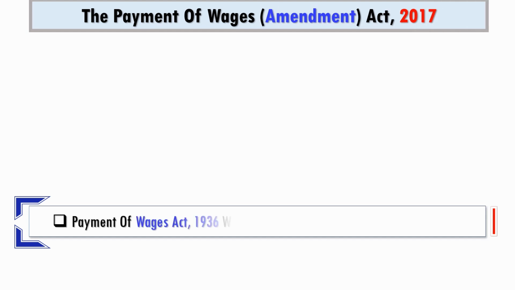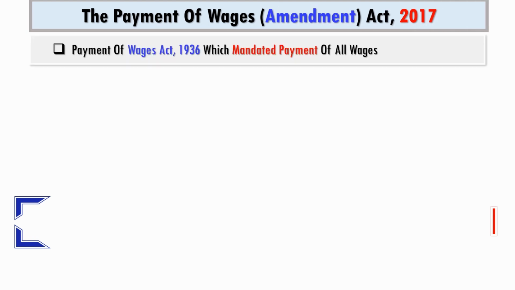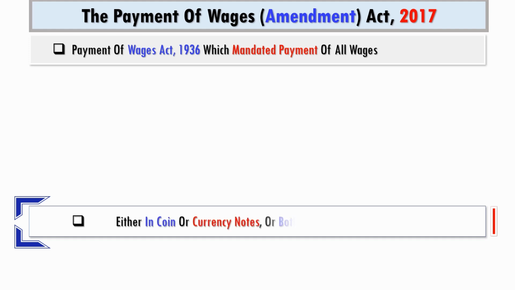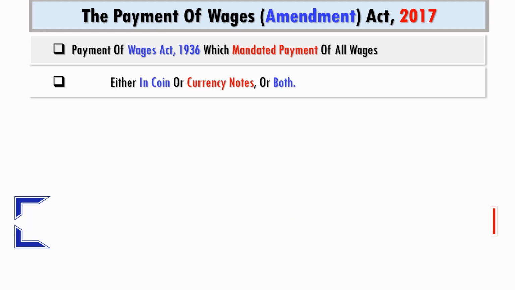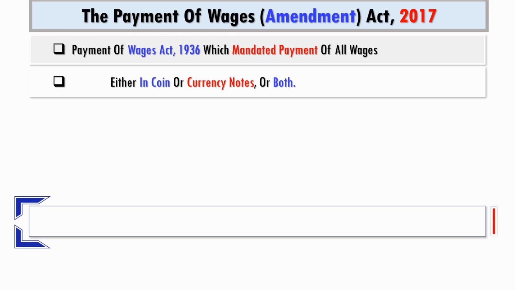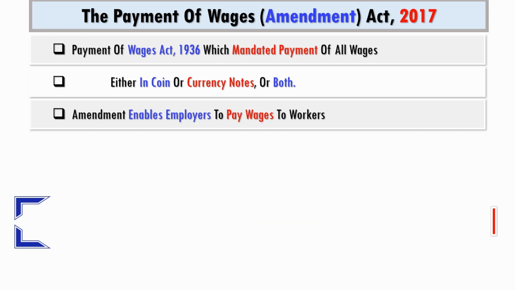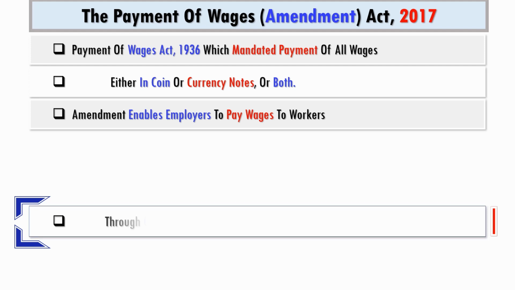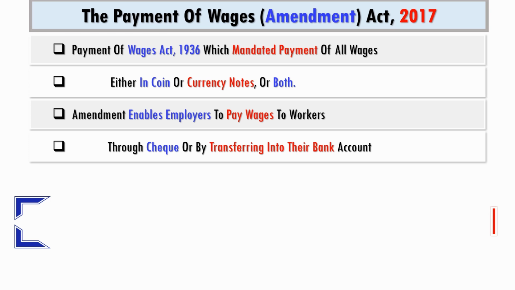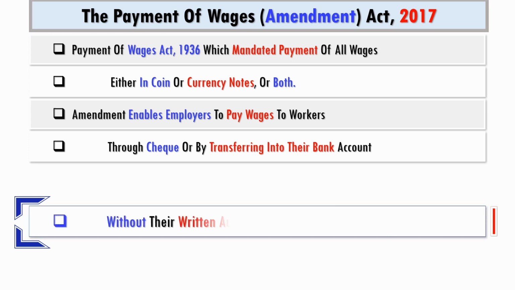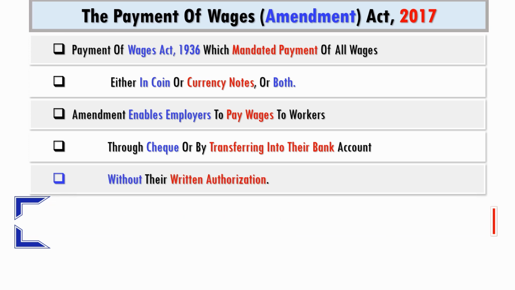Originally, to protect interests of employees, the Act of 1936 insisted on all payments to be made in coin or currency, and any bank remittance was to be authorized by written permission from the employee. But after demonetization and the amendment of 2017 to support digital payments, now the employer can remit the money by check or by transferring to bank account without even the written authorization from the employee.